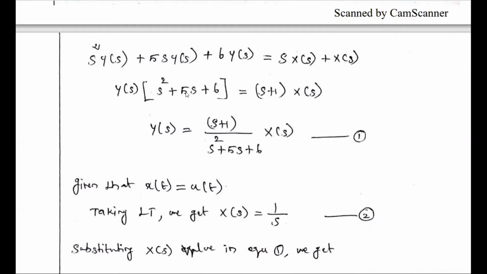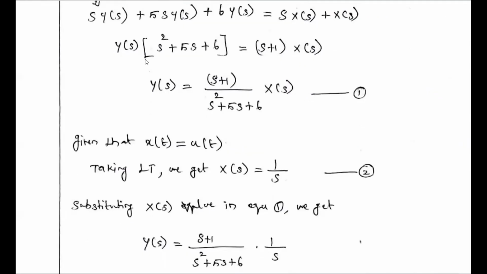So s squared plus 5s plus 6 equal to, here the X of s term you take as common, (s plus 1) into X of s. Okay, so here our question is that we have to find the response Y of s. So you keep Y of s on the left side, and the remaining term you give to the right side. So Y of s equal to (s plus 1) divided by (s squared plus 5s plus 6) into X of s. Okay, so now we have to substitute the value of X of s.